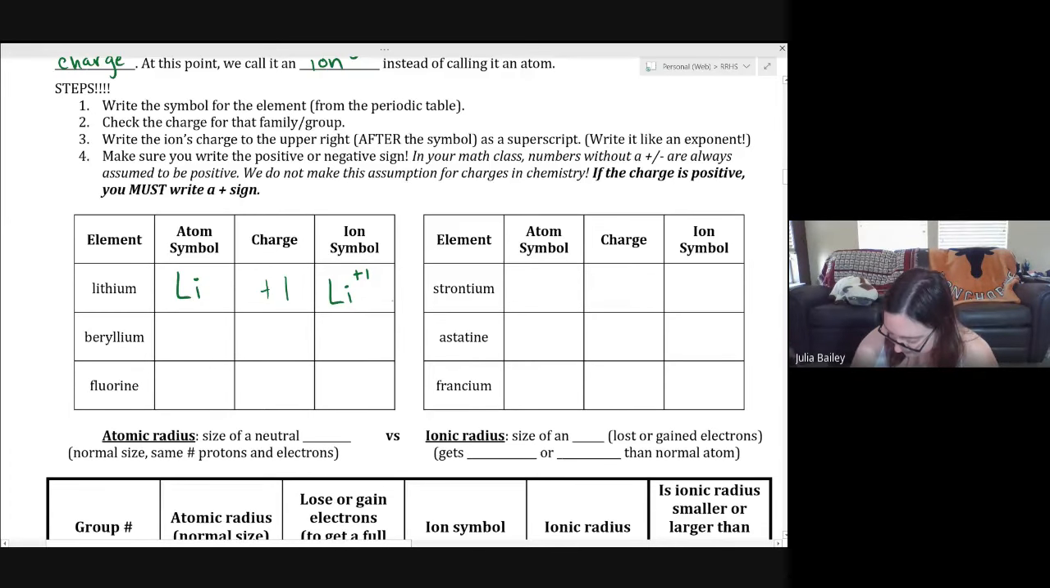You actually, when there's a 1, you don't have to write the 1. You do have to write positives, but you don't have to write 1s. So you could also just write Li plus and leave the 1 off. It's a little different than your math class. You know, we're like funky here in chemistry where we change some rules.